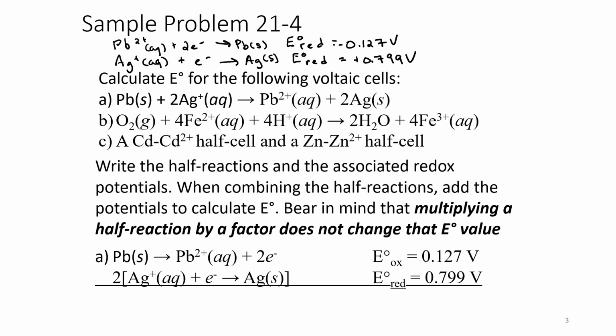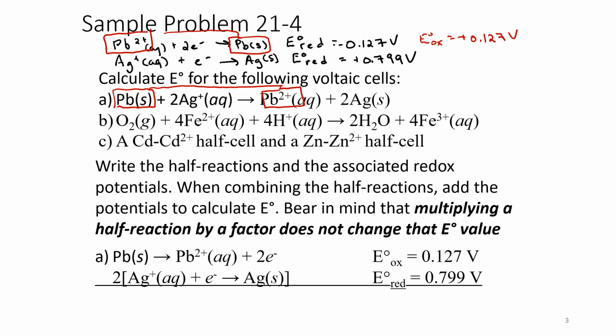All right, well, we can tell that in the top equation, I have lead 2 plus becoming lead. But in the problem, I have lead becoming lead 2 plus. So this isn't the reduction, this has to be the oxidation. So I'm going to say that the oxidation for this is going to be positive 0.127 volts.